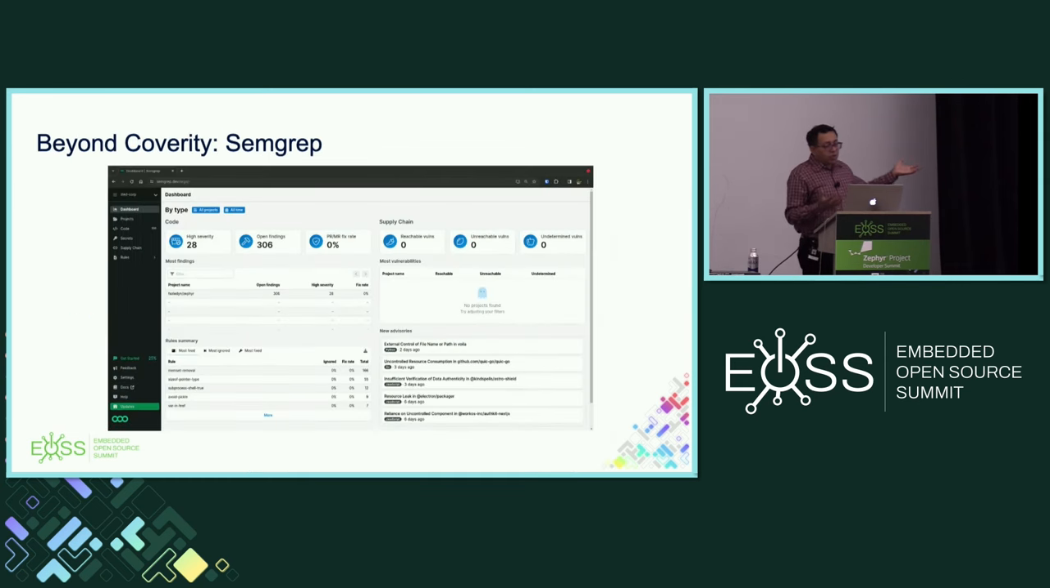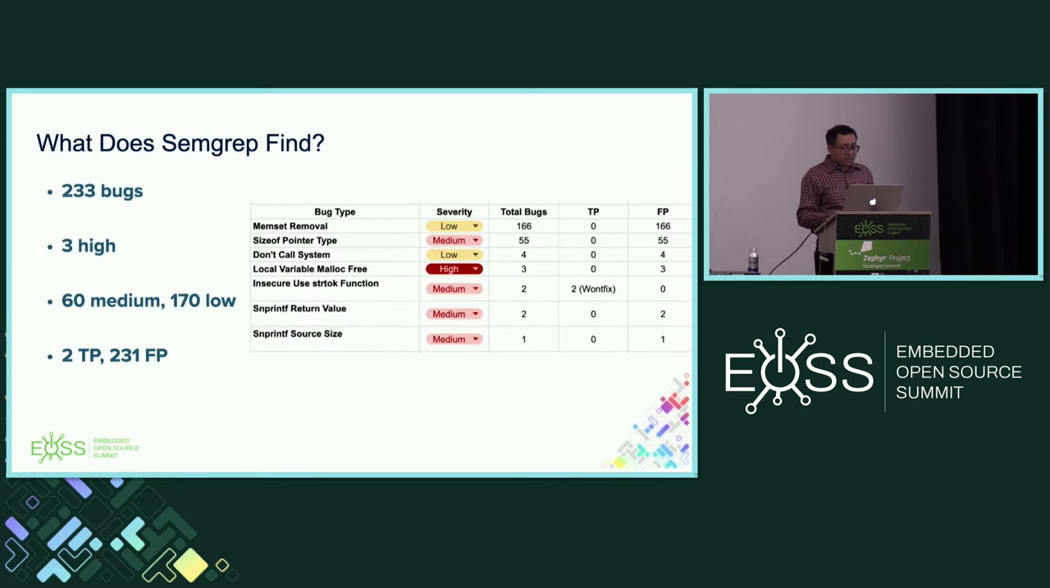And also we looked into Semgrep. They have recently introduced a bug detection tool. They identified 233 bugs in the C space. Three of them were high severity, 60 medium, and 170 low severity. But there were only two potential true positives, and we also identified them as probably won't fix. 231 of them were false positives, so not worth anybody's time.